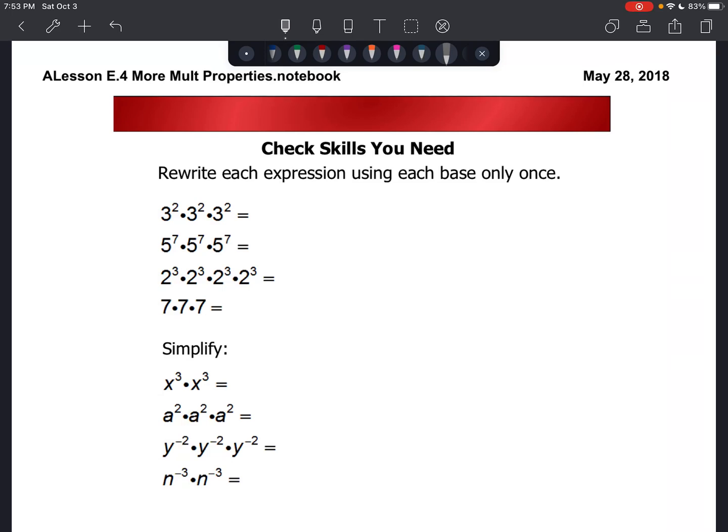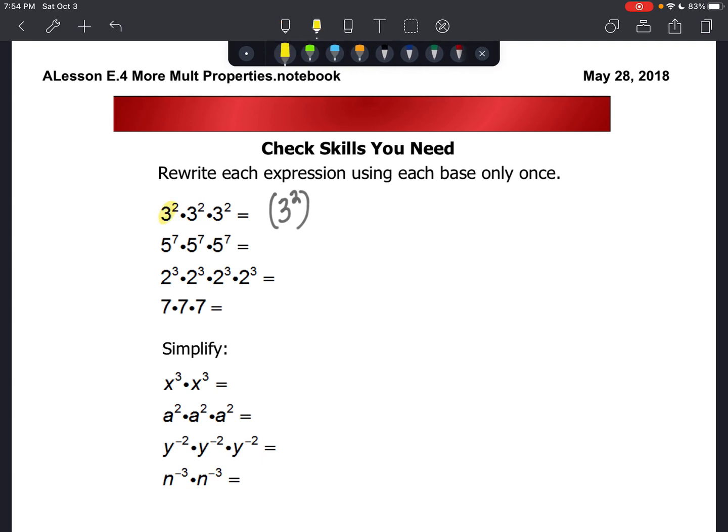We're going to learn about more multiplication properties, but before we do that, we need to check the skills that we're going to need. So we're going to rewrite each expression using each base only once. We're going to look at 3 squared, 3 squared, 3 squared. So we're multiplying 3 squared times itself 3 times. So our base is 3 squared.